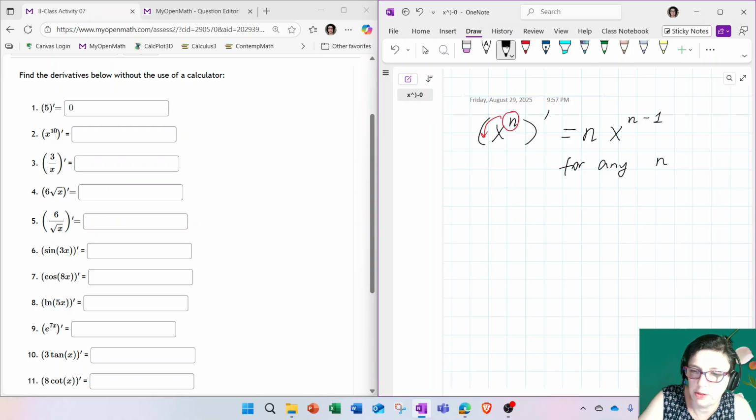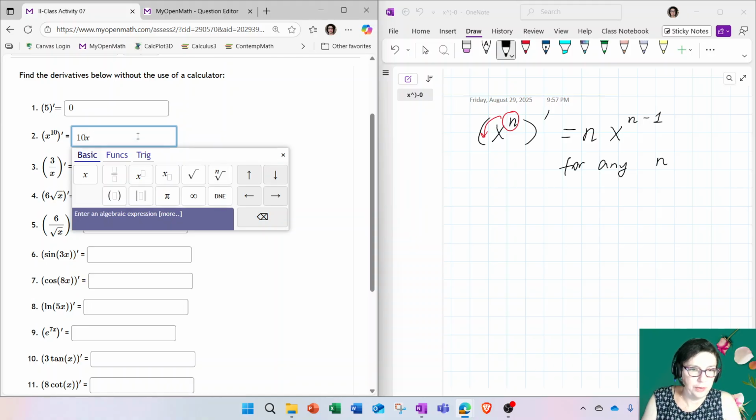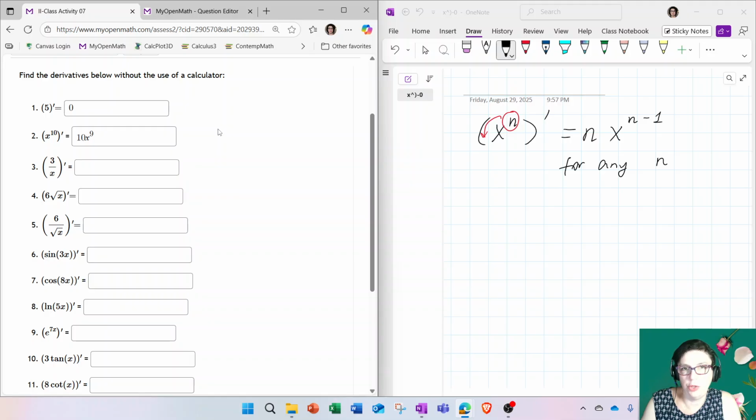Now this works for any n. Doesn't matter if it's positive, negative, fraction, rational number, irrational number, makes no difference. So for something like x to the power 10, this will just become 10, right? Because we bring the power to the front, and then x to the power 9. Okay, so I just used the power rule straight with n equals 10.